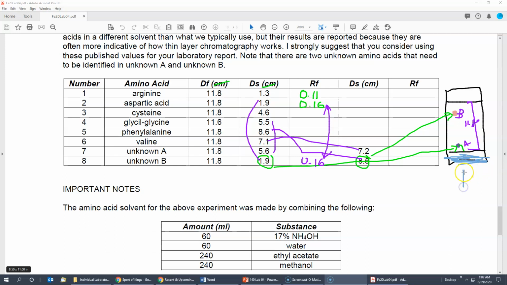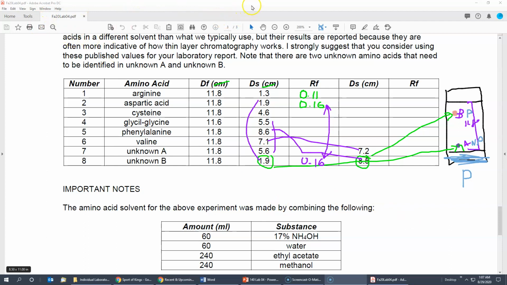Well, if we said this was a polar solvent, so I'm going to put a P here for polar, then amino acids that are polar will dissolve better in a polar solvent, which means they will move further. So the B would be the polar one, because it moved the farthest in the polar solvent. And the A would be the nonpolar one, because it didn't move as far. Now, what's interesting is if we switch this to a nonpolar solvent, those results are probably going to flip-flop.